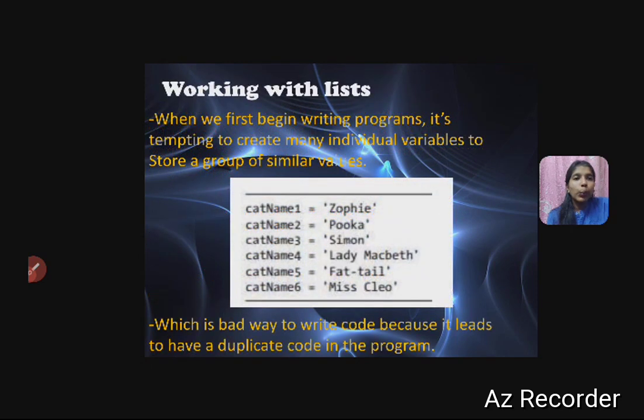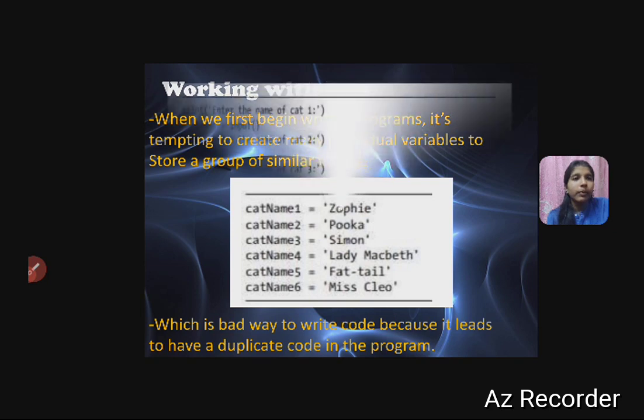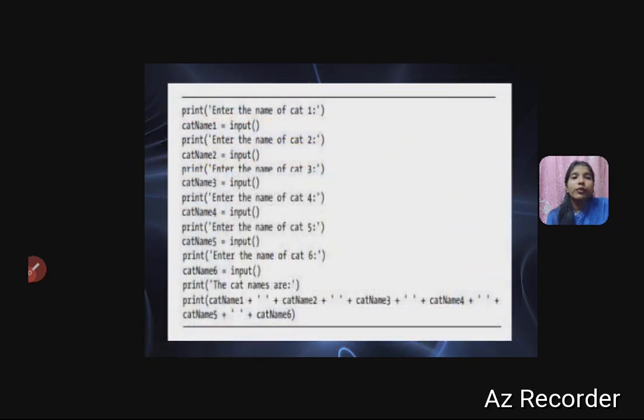Working with lists. When we first begin writing programs, it's tempting to create many individual variables to store a group of similar values, which is a bad way to write code because it leads to duplicate code in the program. So here are a few examples.